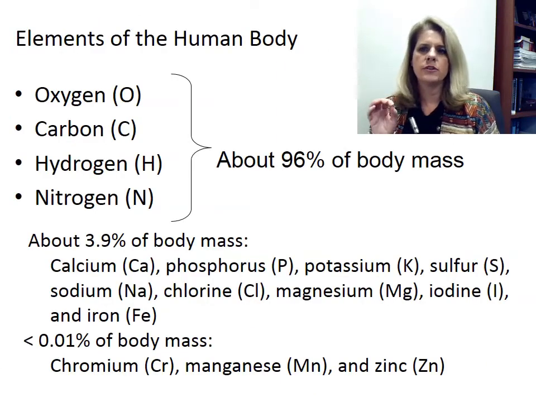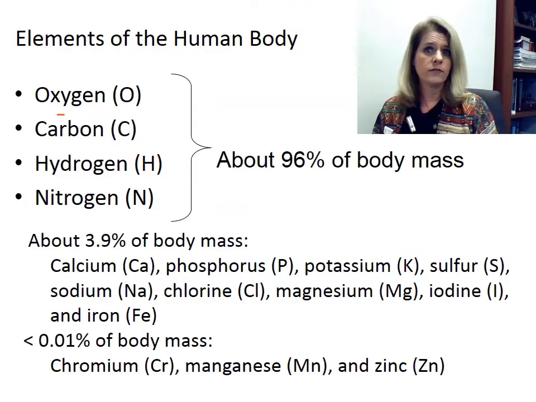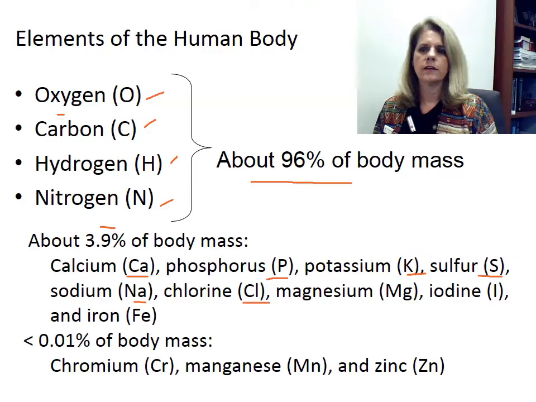Now, the ones I want you to know, here's the list of your elements that are important in human anatomy and physiology. These are your biologically important elements. I've got the name and the letter, the atomic symbol. These you have to memorize. You have to know these. About 96% of our body is made up of these 4: oxygen, carbon, hydrogen, and nitrogen. Okay, about 4% of our body includes calcium, Ca, phosphorus, potassium, sulfur, sodium, chlorine, magnesium, iodine, and iron.